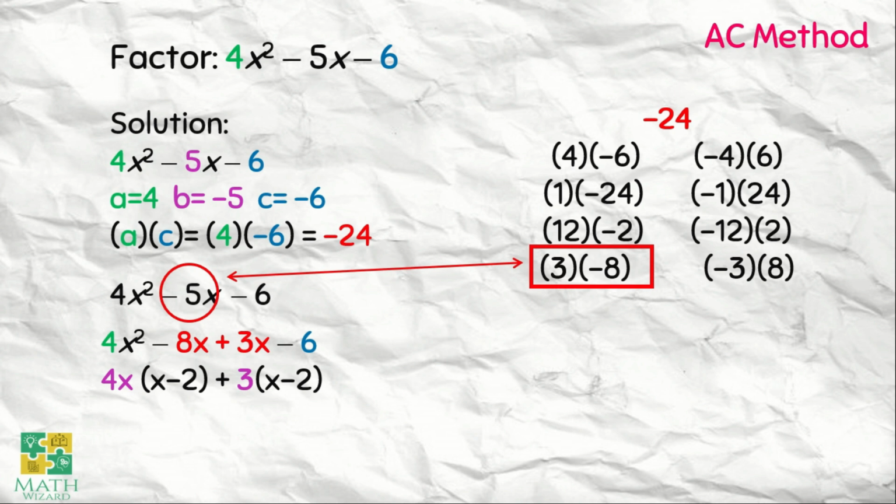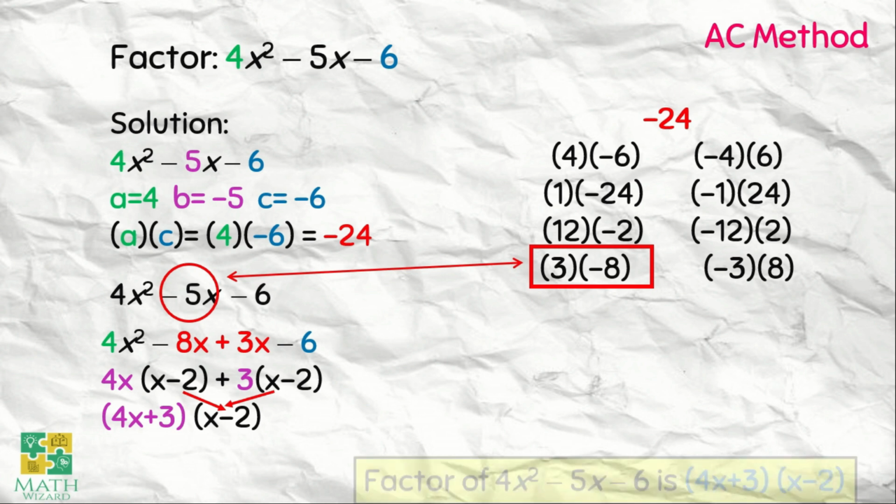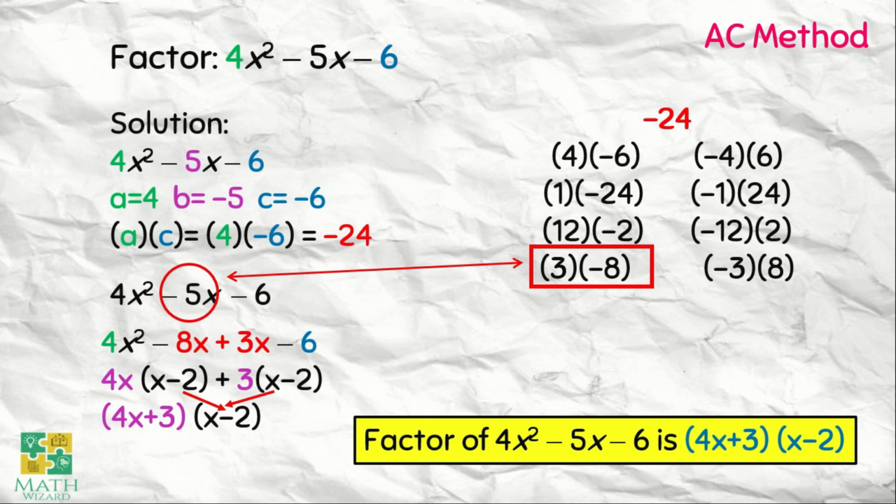After that, ganito yung gagawin. We copy 4x plus 3. Ayan o, 4x plus 3, the violet one, times x minus 2. Okay? We copy lang this one as 1. Therefore, the factor of 4x squared minus 5x minus 6 is 4x plus 3 times x minus 2.